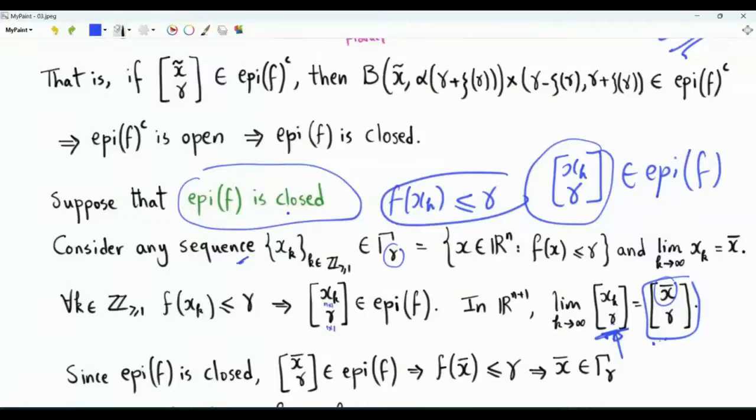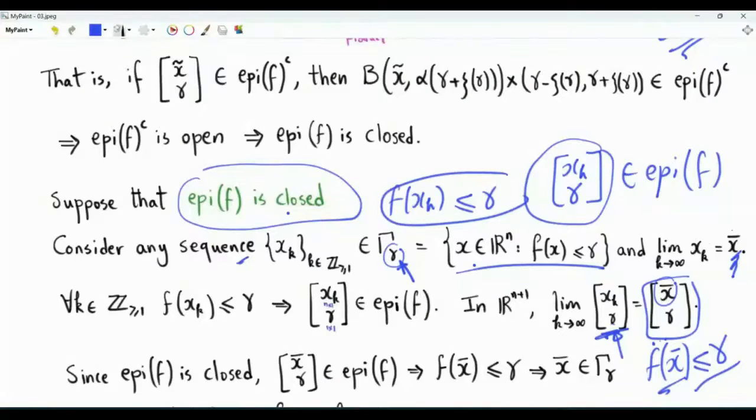Because this point is in the epigraph, then if we apply f to the first n components x bar, then this is less than or equal to the last component, which is gamma. So f of x bar is less than or equal to gamma. This means that x bar is also in this sublevel set. We started with a sublevel set. We took a sequence of vectors in this set, a convergent sequence of vectors that converges to x bar. We don't know whether x bar is in this set or not.